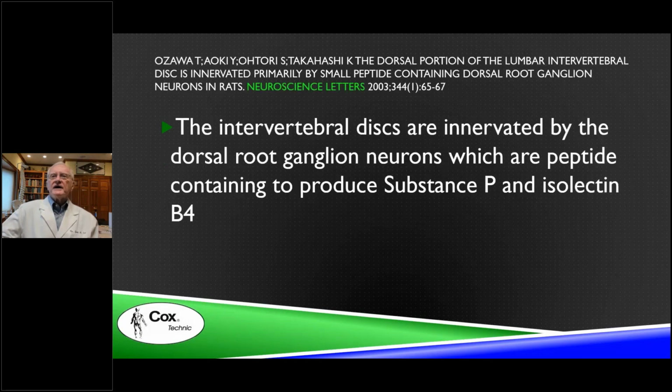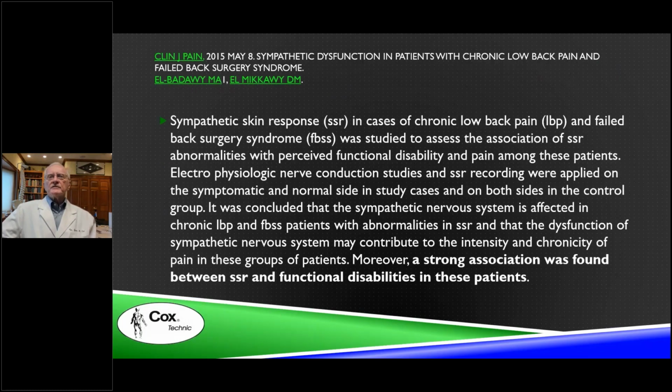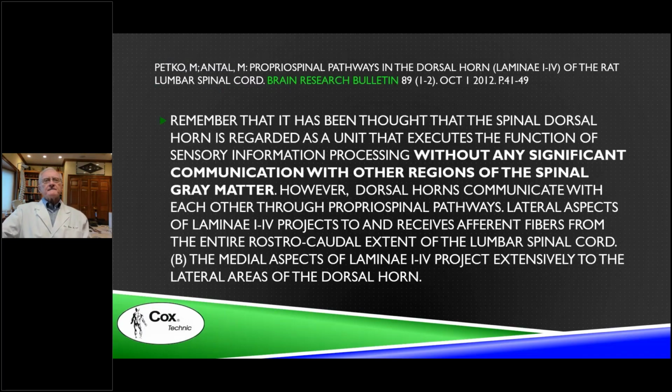The intervertebral discs are innervated by the DRG with degeneration. They sprout nerves right into the disc, as this paper points out. And this nerve growth into the nucleus of diseased discs is a cause of chronic low back pain. The sympathetic nervous system is seen to be a strong association between hypersympathetic atonia of the nerve and vessels with disability that accompanies low back pain.